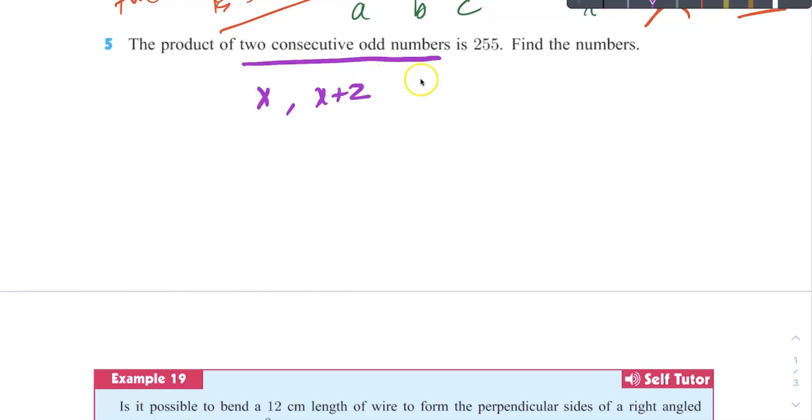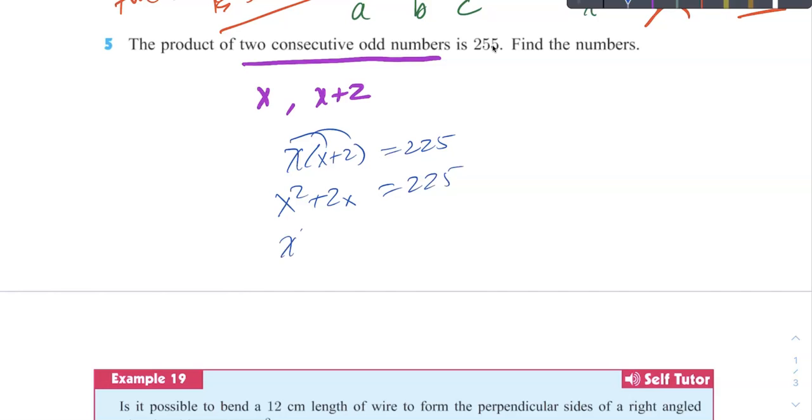And then their product is 225. So when I multiply these two guys, I should get 225. So we get that. Now we just have to solve it. Distribute: x squared plus 2x equals 225. Subtract 225 from both sides. Equals 0.